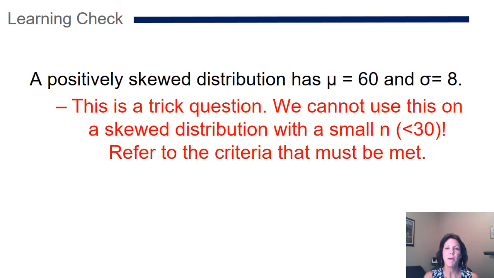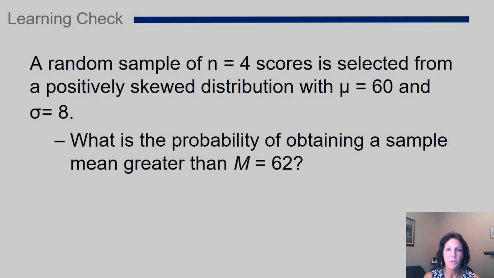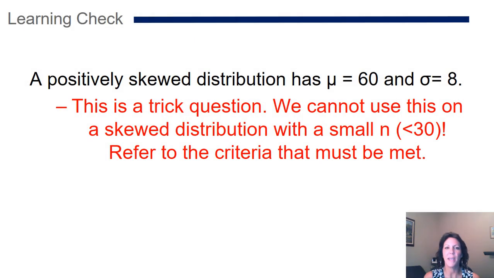So we need to think about the criteria that needs to be met. Either the sample needs to come from a population that's normally distributed, or the sample size needs to be larger than 30. And this sample size was, first of all, from a skewed distribution population, and the sample size was only 4. So we didn't meet either of the criteria, and we cannot use the unit normal table on this distribution. And that's it for this video.